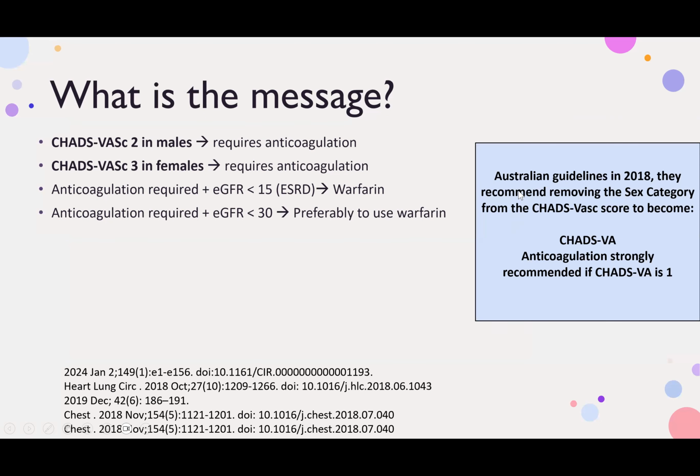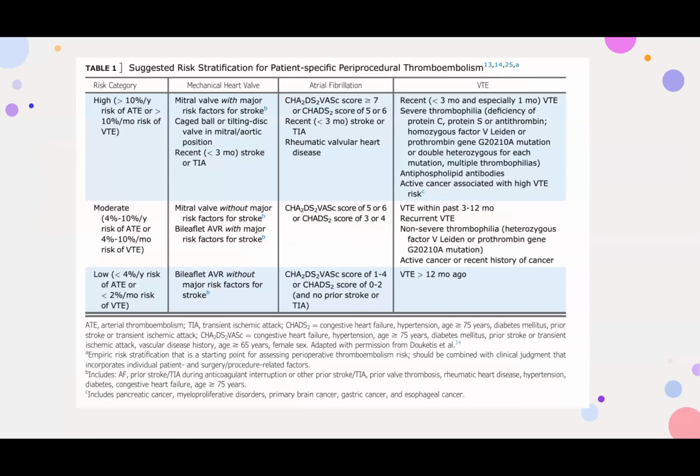Now, here's a side note. In the Australian guidelines 2018, they recommend removing the sixth category from the CHA2DS2-VASc score to become CHA2DS2-VA only, without the S C, the sixth category. So they remove the gender differentiation. So anticoagulation is strongly recommended if the CHA2DS2-VA is 1 in the Australian guidelines. All right? Good. Now, one more thing.